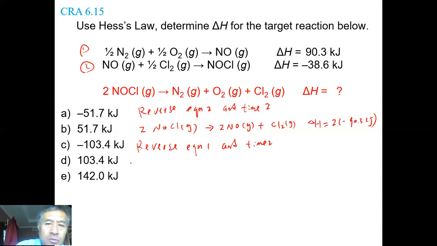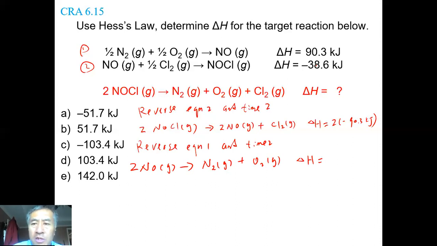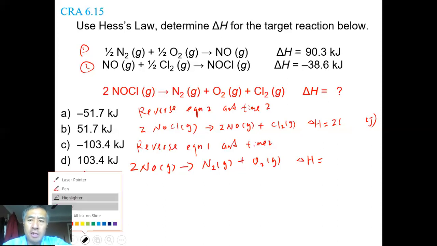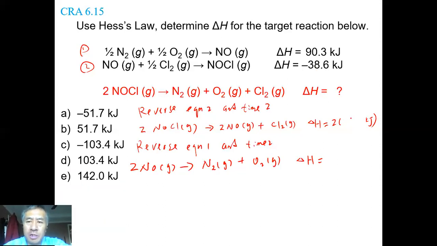So therefore we'll have two NO gas produce N2 gas plus O2 gas. So if you do that, because you reversed, I used the wrong number. I think this 90 is for equation one. What we did here is for equation two, so excuse me for that, we need to erase this one. So this one should be, we're starting from negative 38.6, so that becomes positive 38.6.